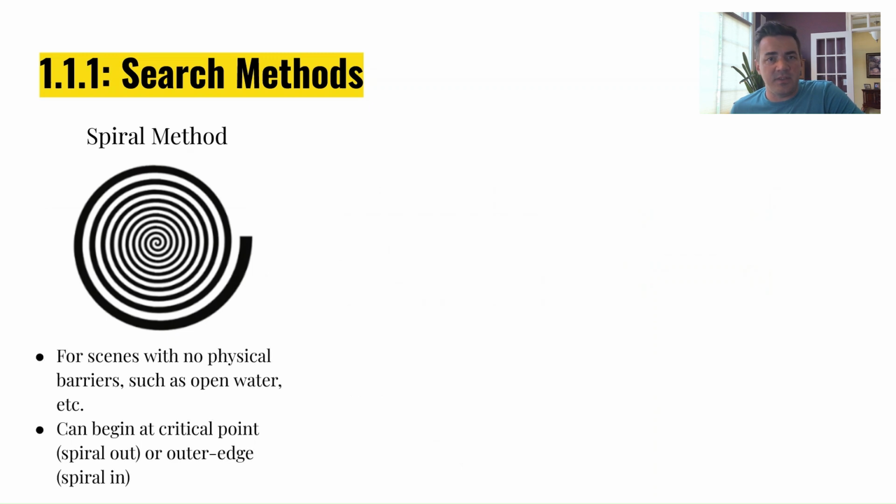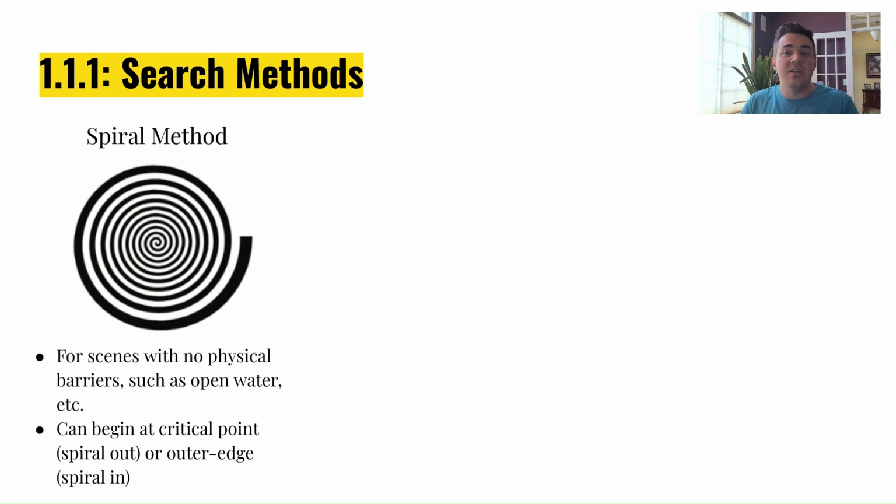Next, we have the spiral method, and the spiral method is useful when there aren't really easily identifiable physical barriers. Like with a parking lot, you have the outer edges of the parking lot; those are kind of your barriers, right? But if you have an outdoor scene where it's just in the middle of a large outdoor space, like for example, open water. This is often used when somebody has gone missing at sea. There's a boat that hasn't been heard from or something like that. Or if somebody were to go overboard off of a ship, the spiral method is what we use.